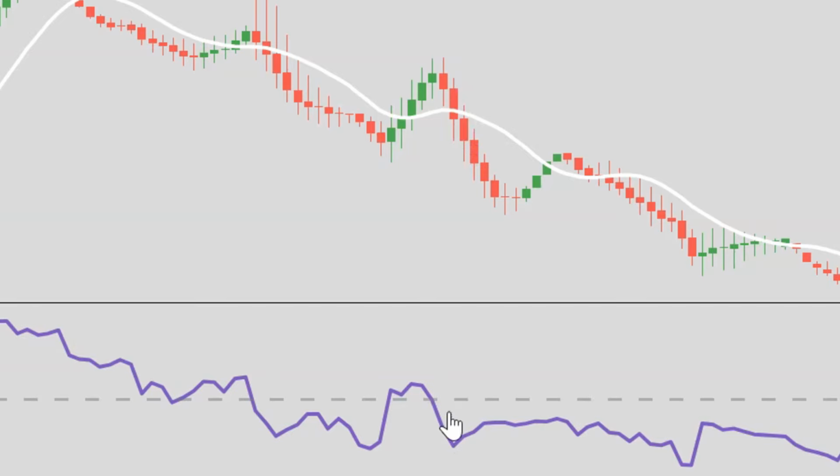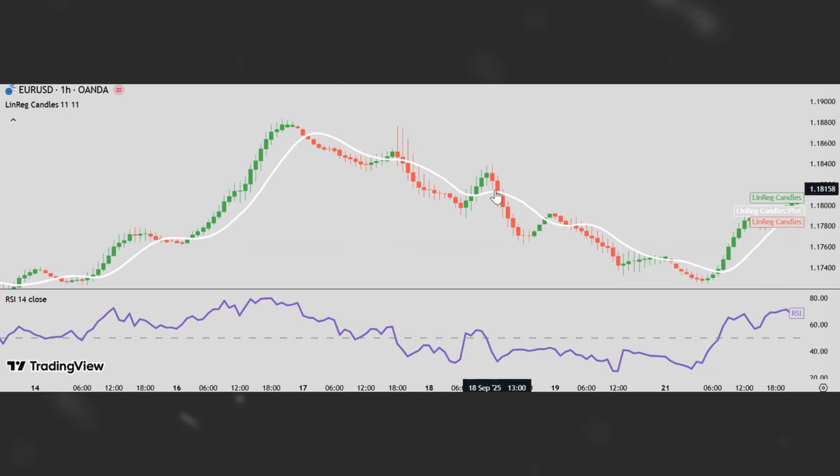Make sure RSI stays below 50 during this signal. This confirms the momentum is still bearish. When all these conditions line up, we enter a short trade at the close of that candle.